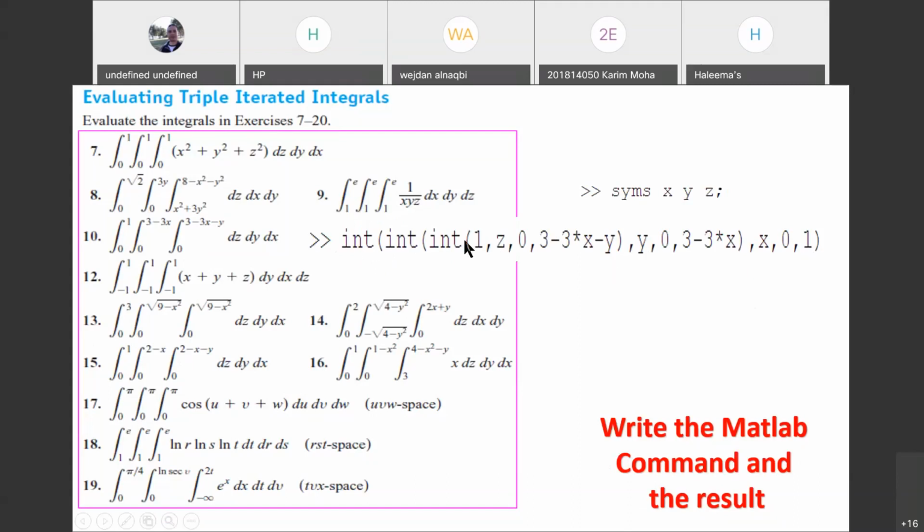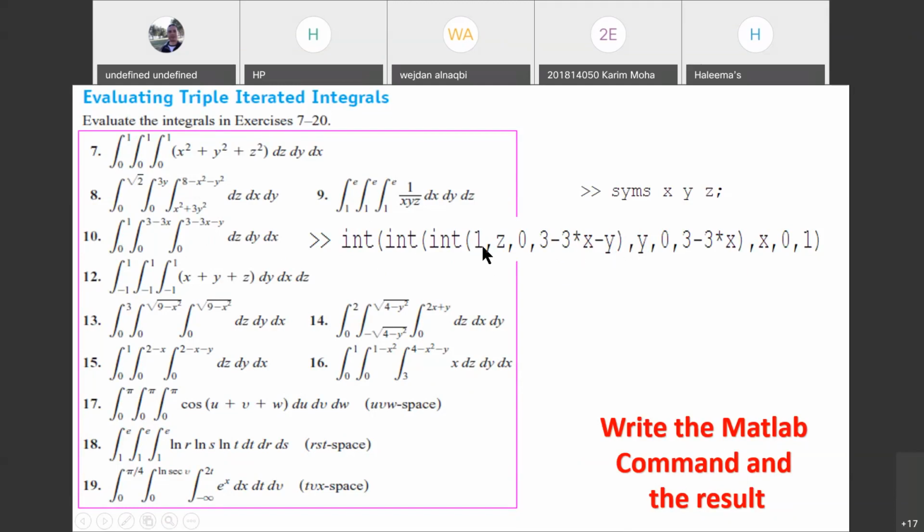Okay, my function I said is 1 in exercise 10. So my function is 1. Then I'm integrating with respect to z. So comma z. What is the lower bound? 0. What is the upper bound? 3 minus 3 star x. I cannot write 3x. I have to write 3 star x minus y. Okay, I finish the first one.